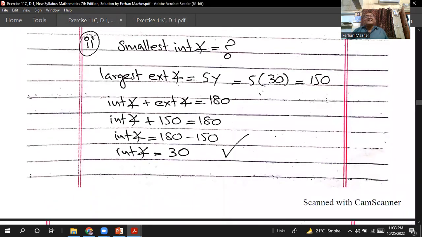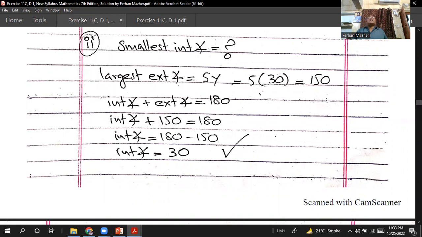And remember, the smallest interior angle is adjacent to the largest exterior angle. So first of all, I will find the largest exterior angle of this triangle, and that will be 5y. So 5 into 30 will be 150. So that's the largest external angle, and adjacent to it you will have the smallest internal angle.